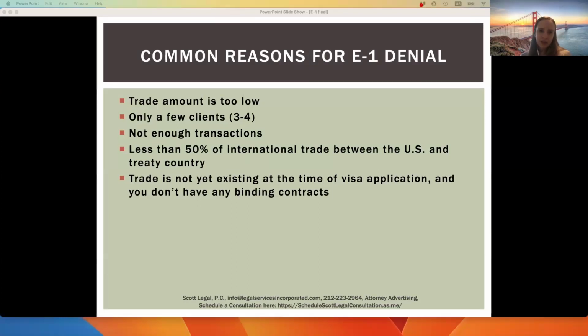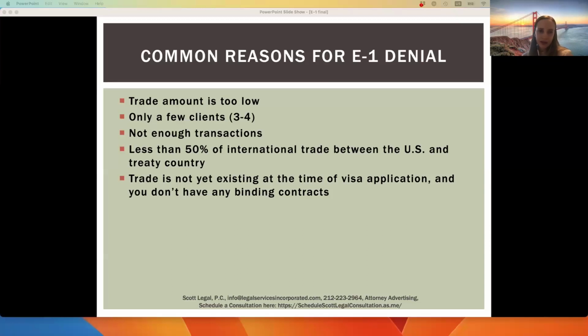The other reason is, let's say that the trade amount is a little bit higher, but you only have 3 or 4 clients you are trading with. Again, as I said, one of the requirements is that there must be a continuous flow of transactions and of trade. And the government generally wants to see that you have multiple clients, a lot of clients.